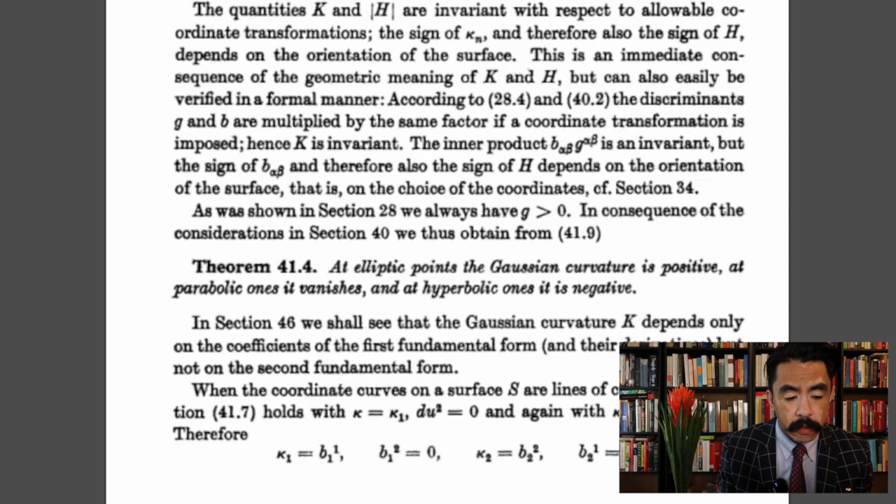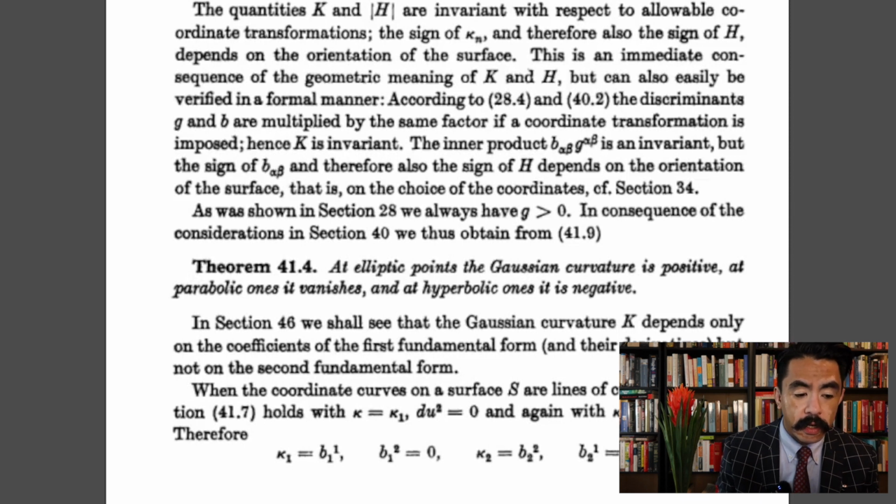The inner product b sub alpha beta times g superscript alpha beta is an invariant, but the sign of b sub alpha beta, and therefore also the sign of capital H, depends on the orientation of the surface. That is, on the choice of coordinate, and you can refer back to section 34 on the normal to a surface for that one. As was shown in section 28, we always have that g is positive.